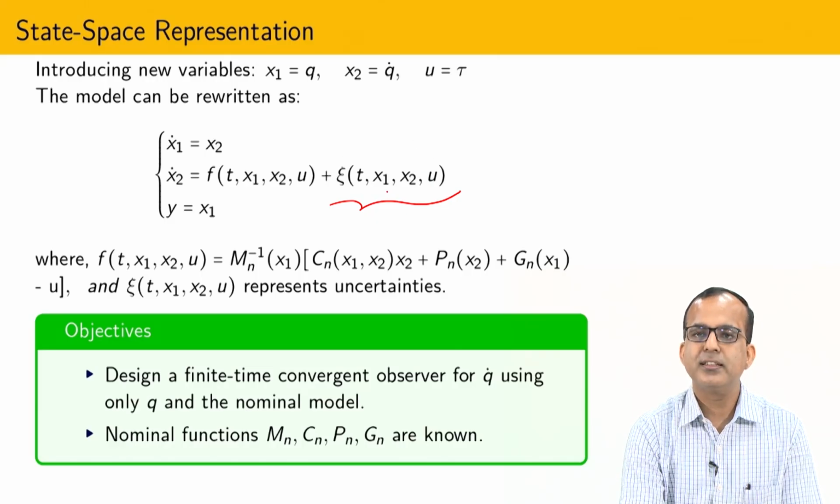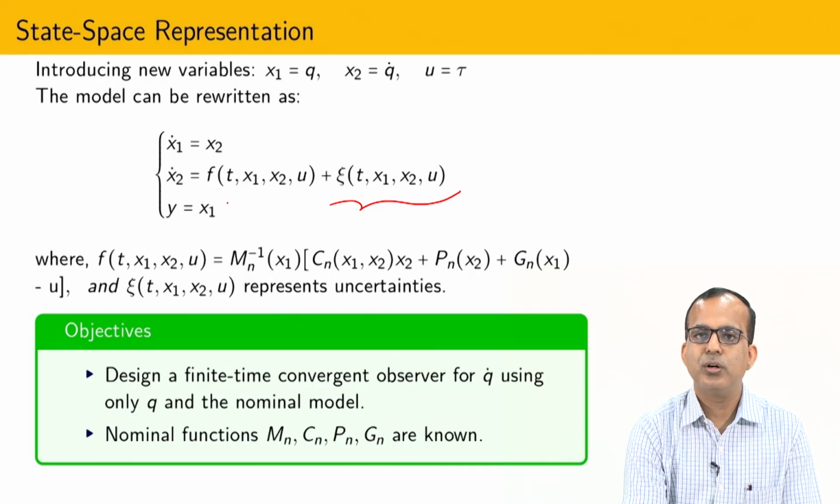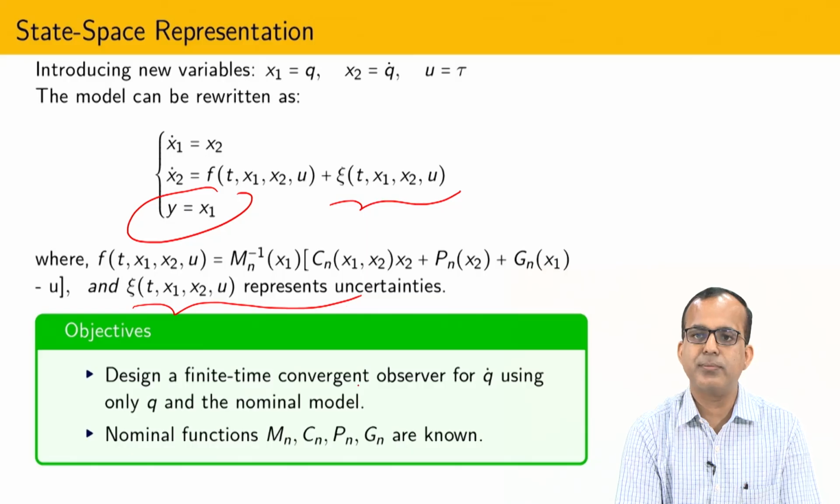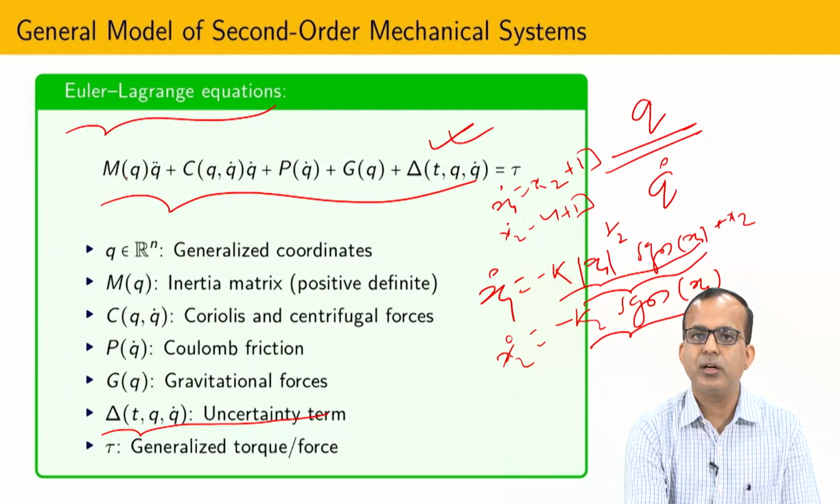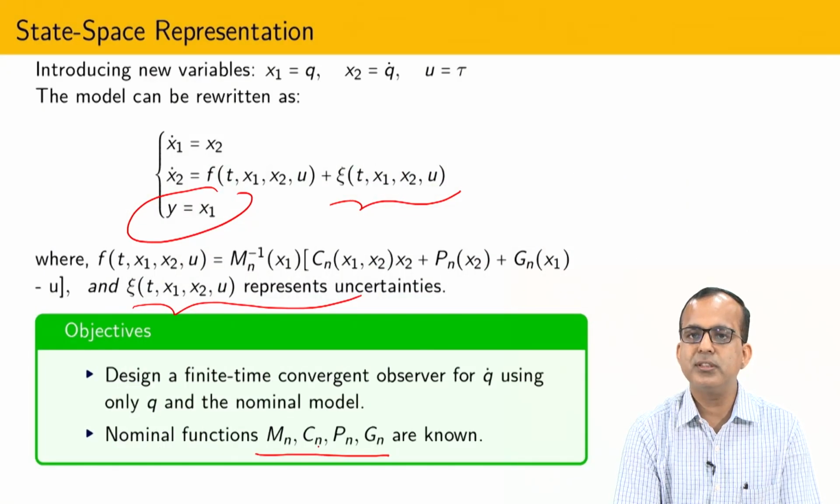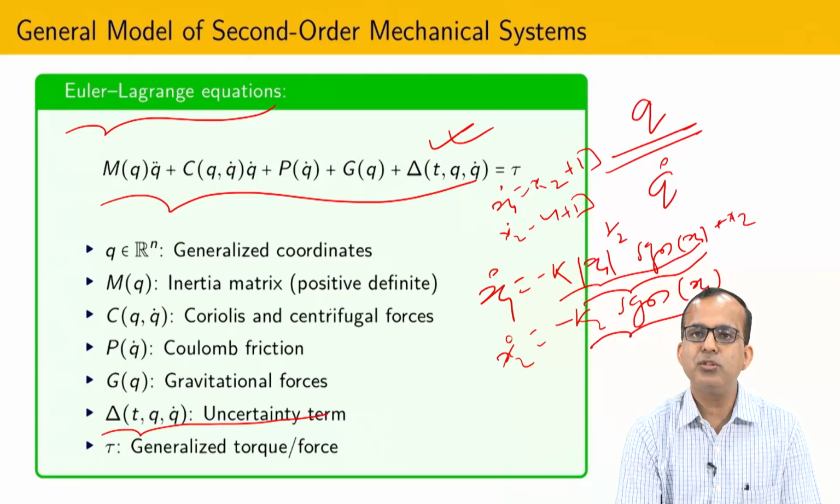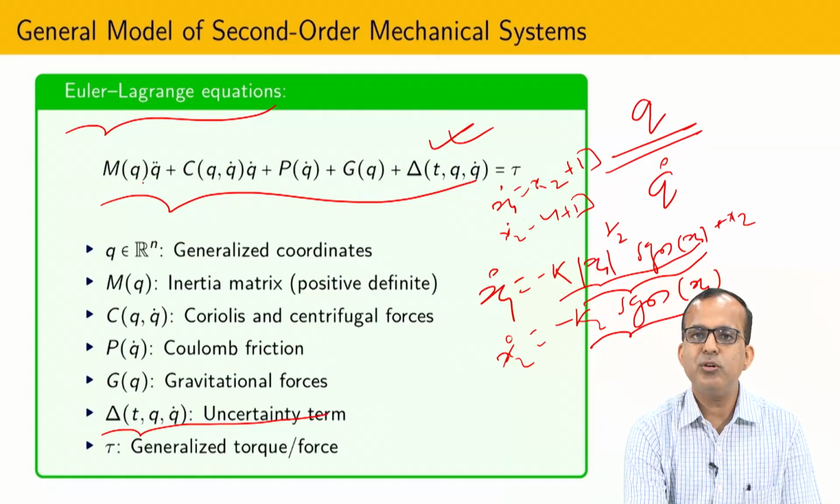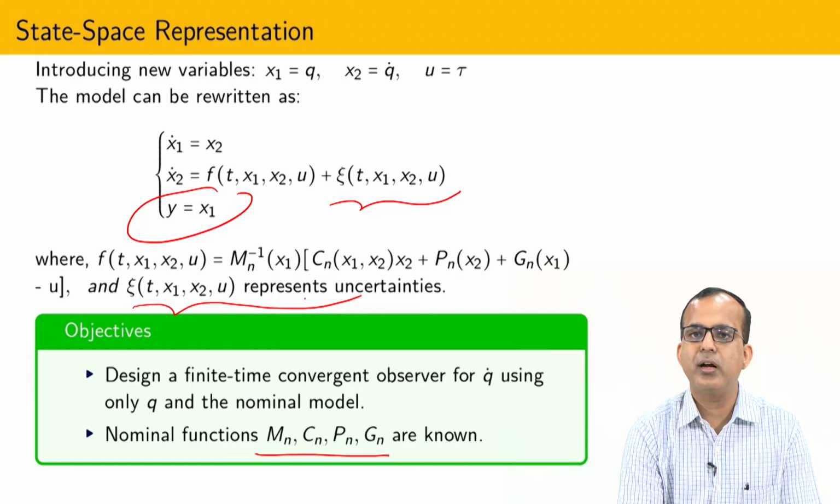Obviously I have to generate some kind of condition such that I can get the measurement of x2 from the measurement of x1. That condition I will discuss after some time. What is the assumption? We are assuming that M, C, P and G are all known, so this represents the nominal model. Now, if the nominal model is known to you and this is the original one, then whatever extra part there is, I am going to absorb here in the form of zeta of t, x1, x2 and u.